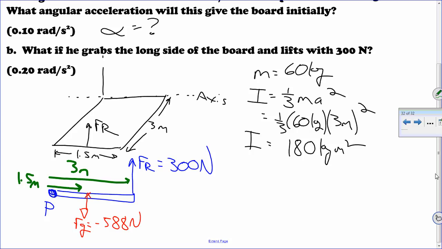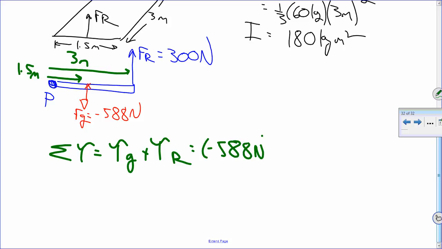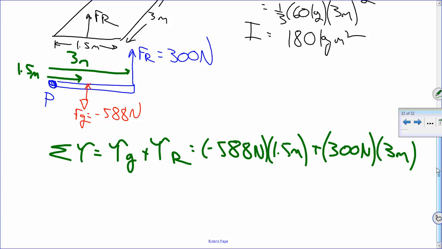All right, so I think we can do this then, right? We're almost done here. So let's find our net torque. Our net torque is the torque from gravity plus the torque from Roy. The torque from gravity is going to be negative 588 newtons times 1.5 meters. Positive or negative 1.5 for my drawing? Positive. Plus the torque from Roy is 300 newtons times 3 meters.